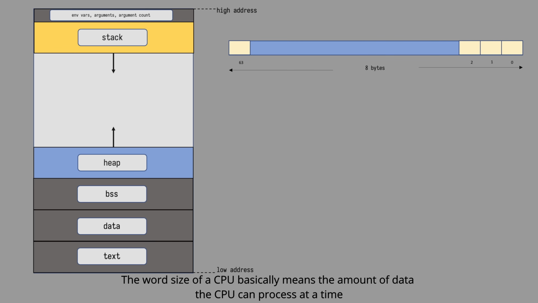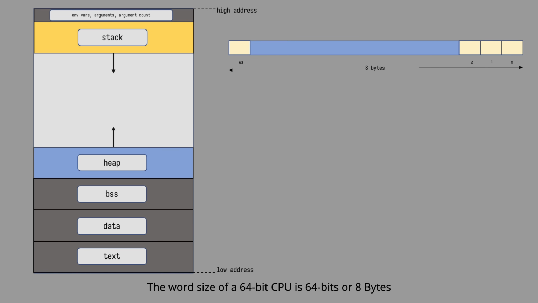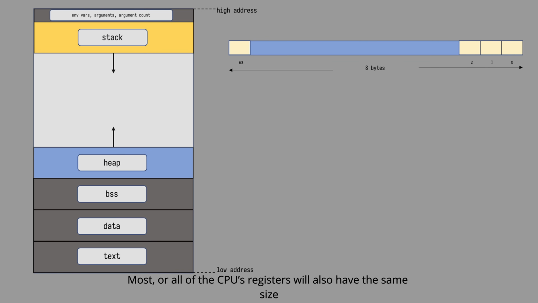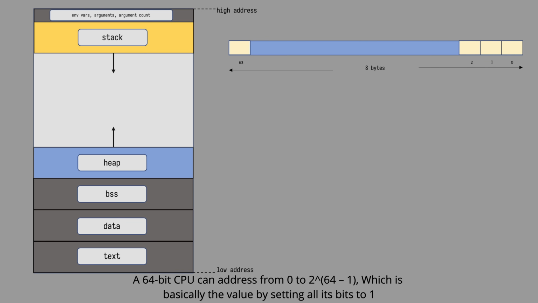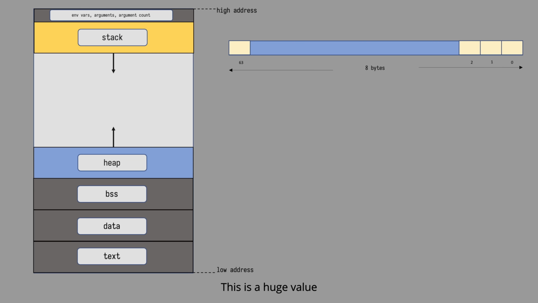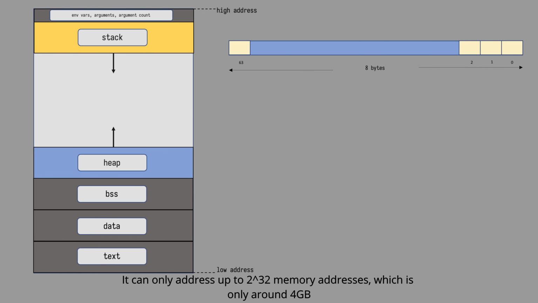The word size of a CPU basically means the amount of data the CPU can process at a time. The word size of a 64-bit CPU is 64 bits or 8 bytes. Most, or all, of the registers of a CPU will also have the same size. A 64-bit CPU can address from 0 to 2 to the power 64 minus 1, which is basically the value you get by setting all the 64 bits to 1. This is a huge value. This was the limitation with the older 32-bit CPUs. They can only address up to 2 to the power 32 memory addresses, which is only around 4 gigabytes.